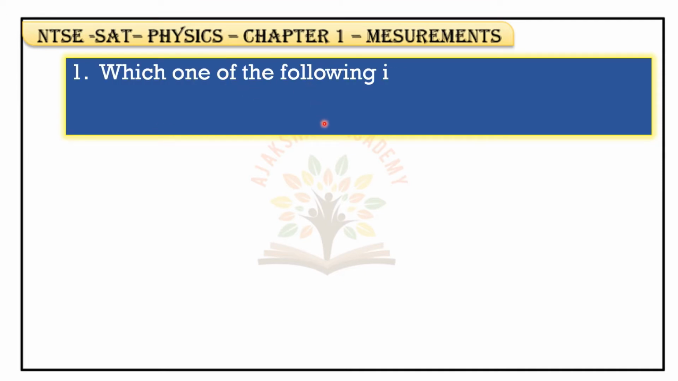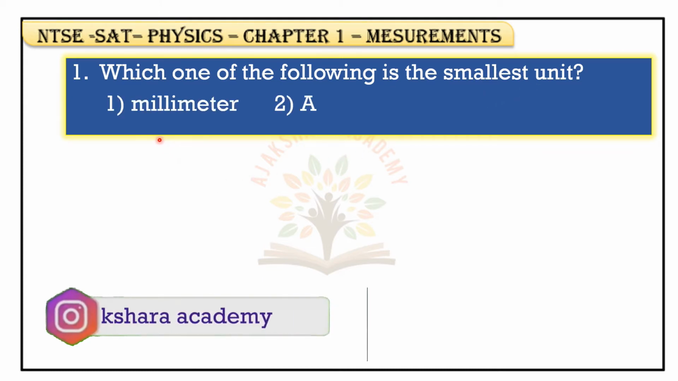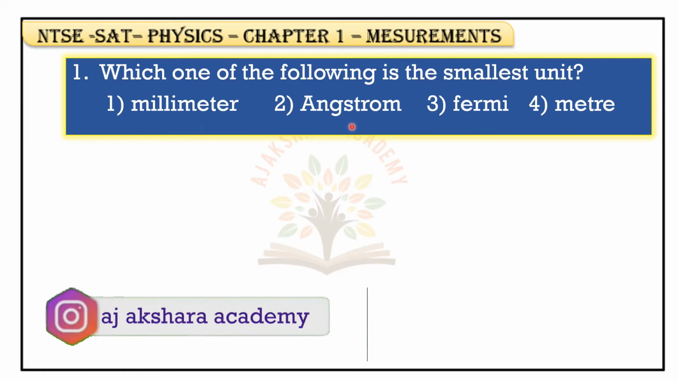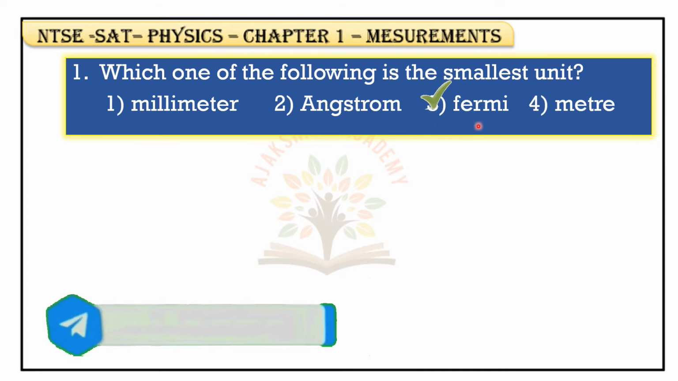Which one of the following is the smallest unit? First option they gave as millimeter, Angstrom, Fermi, meter. So among these four, which is the smallest unit? Fermi is the smallest unit. Millimeter is 10 to the power of minus 3, Angstrom is 10 to the power of minus 10 meters, and 1 Fermi is equal to 10 to the power of minus 15 meters. So Fermi is the smallest unit.